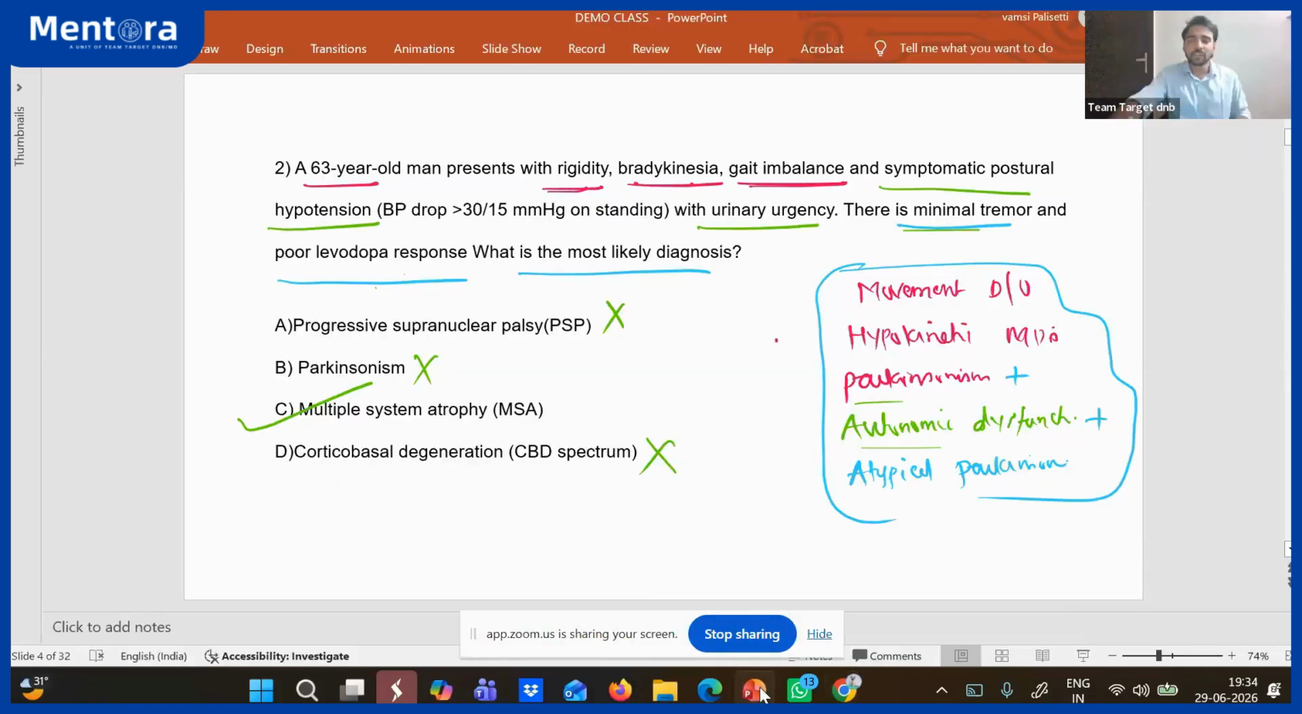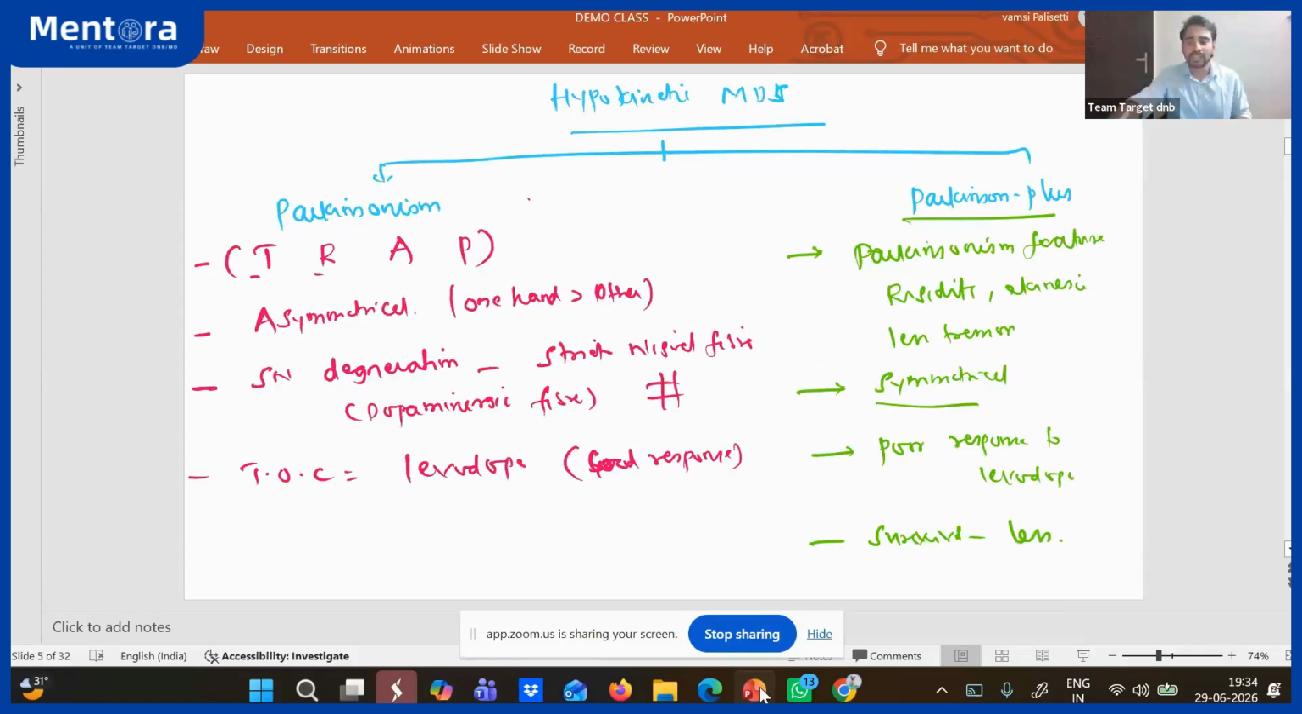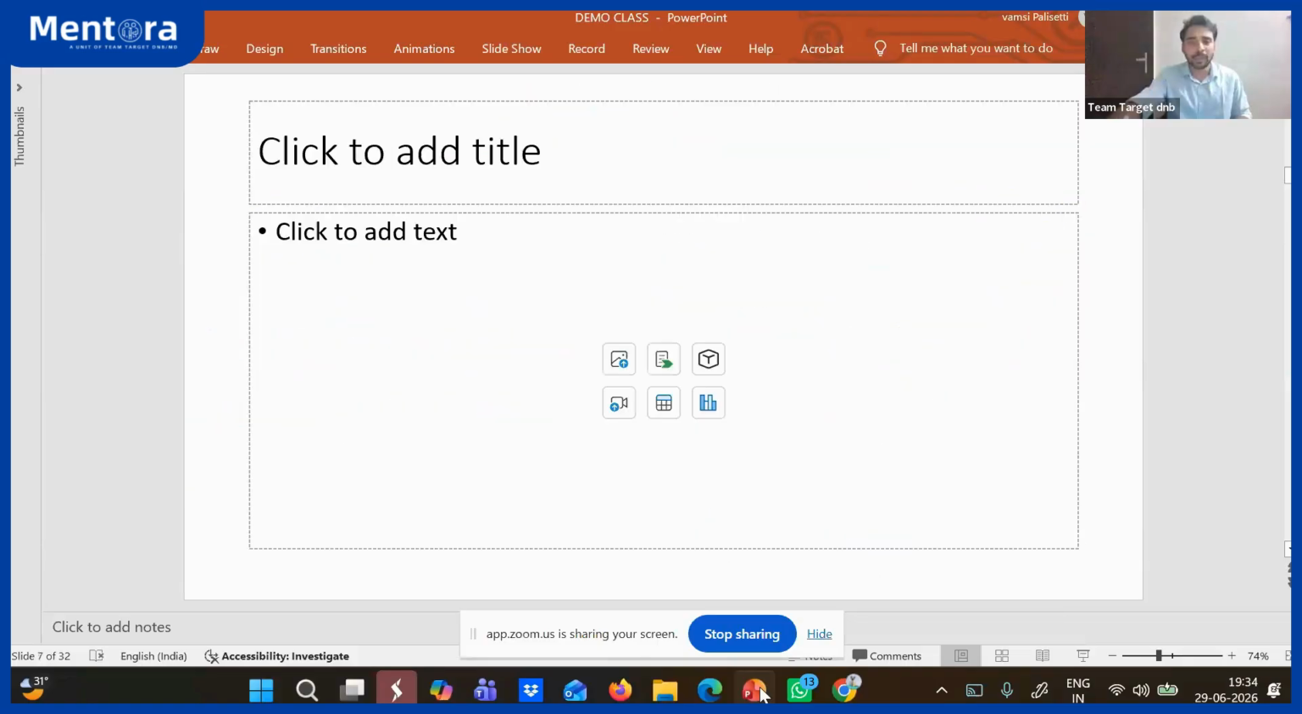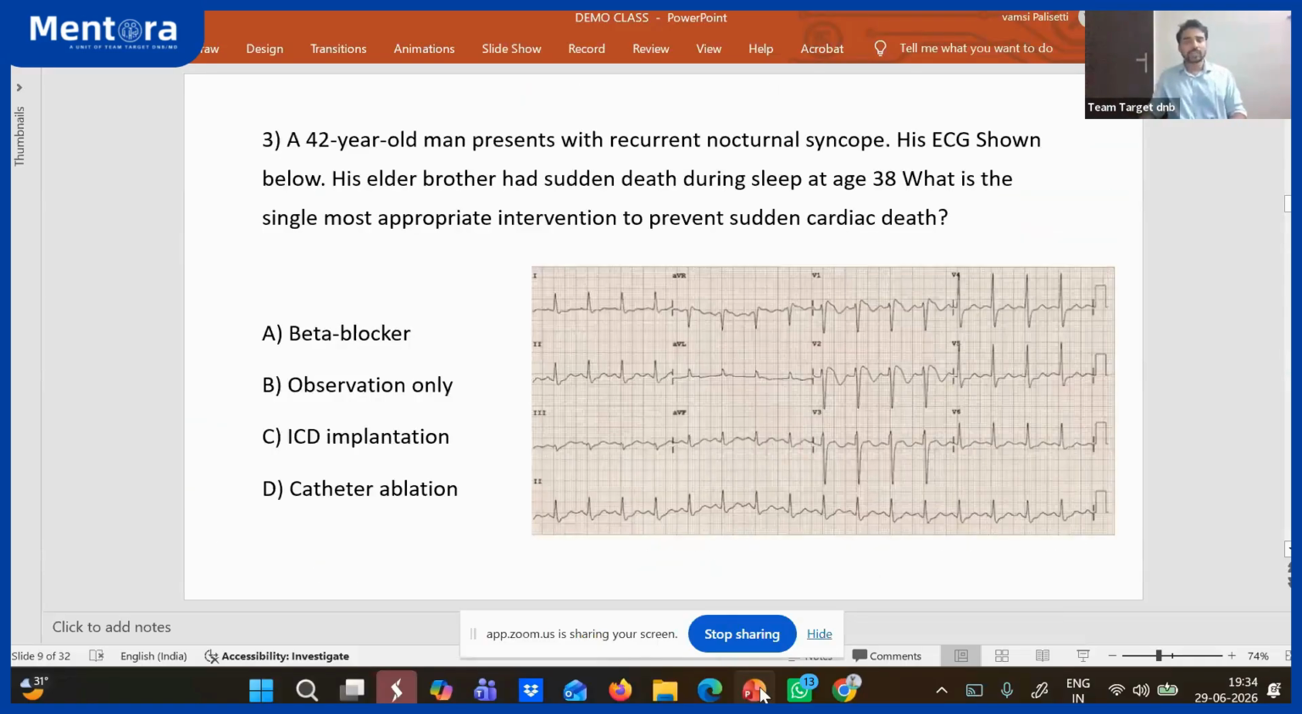Let's move on to the next question. It's a very simple thing. We are covering questions from different systems. It's not only complete neurology or something. Right. So this was again from the recent NEET SS 2025 paper. This was a simple question they asked. Let us see what it is.